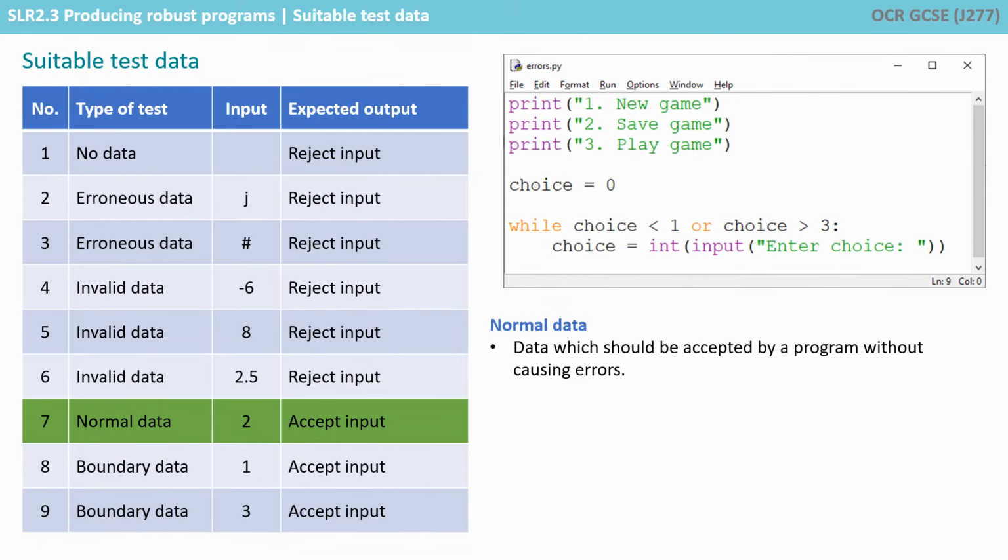Test 7 tests for what we call normal data. So this is data which should be accepted by a program without causing errors. Well, in this situation, we're supplying it the number 2. Obviously, there's 2 other valid inputs here. It could be 1 or it could be 3. So when we've only got 3 examples like this, it'd probably be best to simply test all 3. With a much larger program, let's say you could type a number between 1 and 1,000, it would be a little redundant to create 1,000 tests for all possible options. So you would pick a handful within the acceptable range to test.